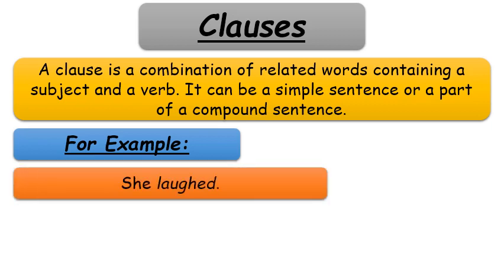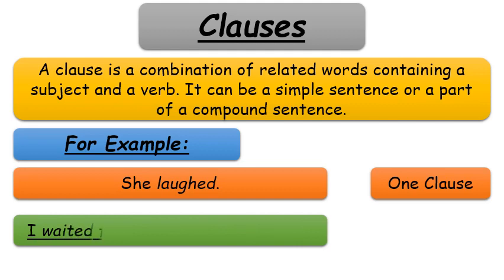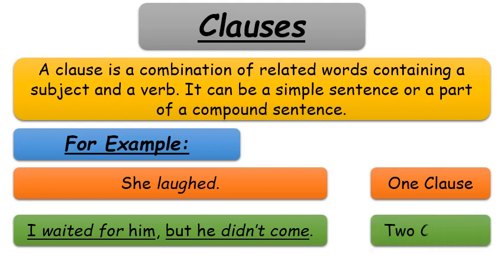Number 1. She laughed. In this example, you can see that there is only one clause. Let's see another example. I waited for him, but he didn't come. So in this sentence there are two clauses. In these clauses, each has its own subject and finite verb.